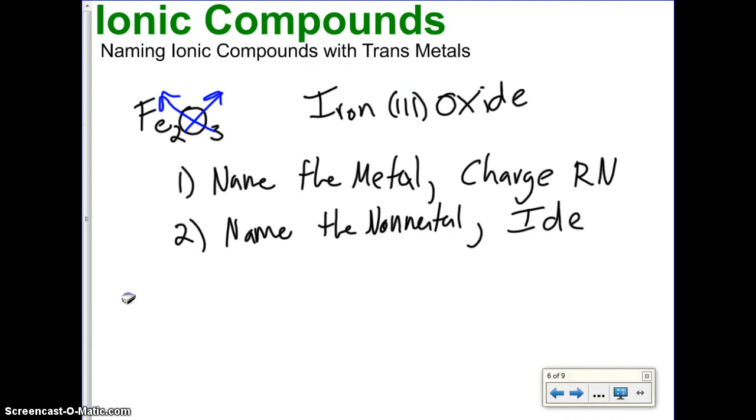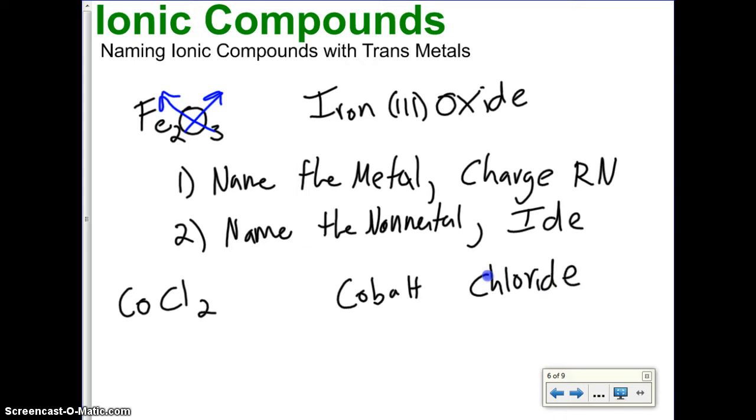Okay, let's look at another one. Let's say we have CoCl2. Okay, well, Co is cobalt. Okay, Cl is chlorine, so chloride. Okay, again, we have our parentheses for our Roman numerals. We bring up the original numbers that were here, so the 1 and the 2 means chlorine is a -1 and cobalt is a +2. So we end up with cobalt(II) chloride.